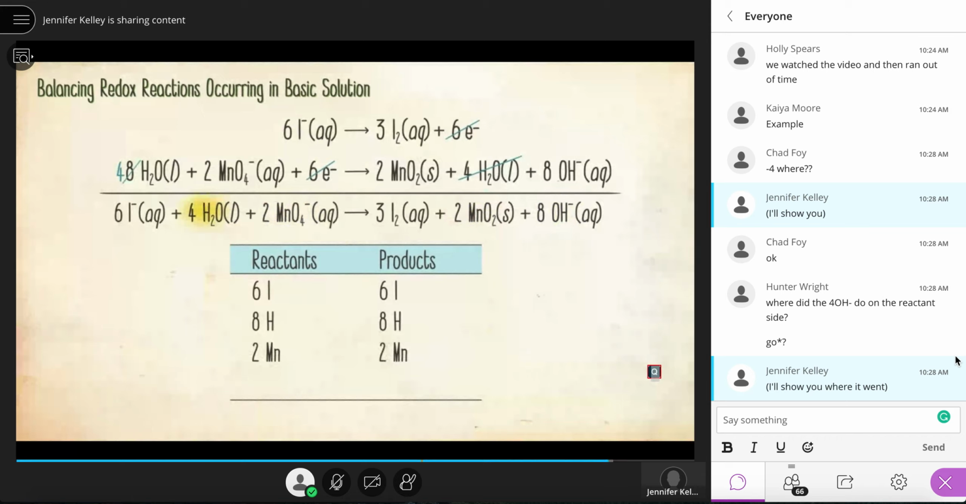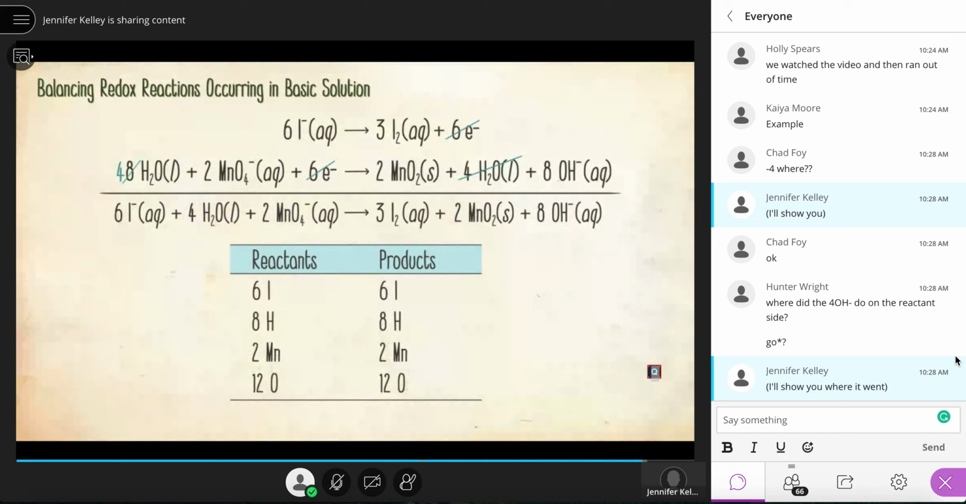For oxygen, you have 4 from H2O and 8 from the 2 MnO4, which gives you 12 on the reactant side. On the product side, you have 4 from the 2 MnO2s plus 8 from the 8 OHs, which also gives you 12. Lastly, check the charge.